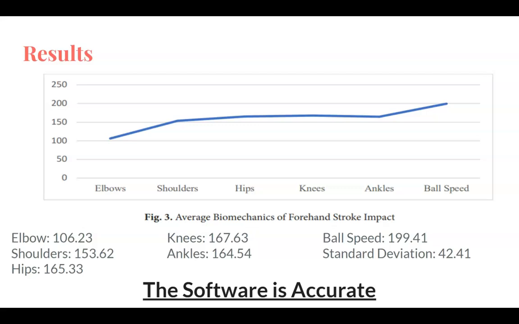And so the results were, for the average elbow angle was 106.23, shoulders was 153.62, hips were 165.33, knees were 167.63, ankles were 164.54, the ball speed was 199.41 with a standard deviation of 42.41, showing that the software that they used is accurate in finding the angles. And this graph right here, taken straight from my article, shows all of the different data.